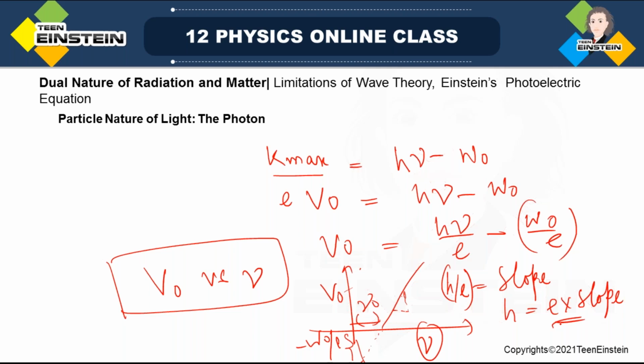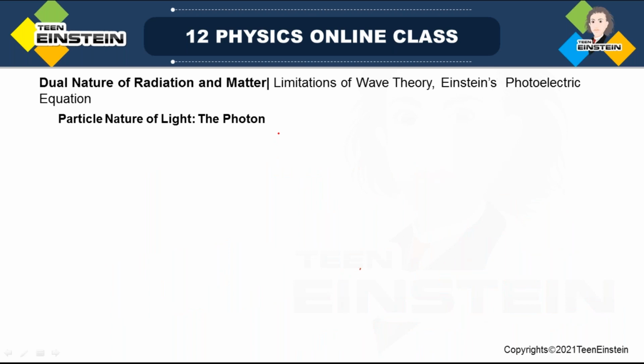With this we can see that light is not only a wave, it acts as a discrete unit, which is actually called a photon. And these photons have not only energy h nu. Einstein showed that they have momentum also.